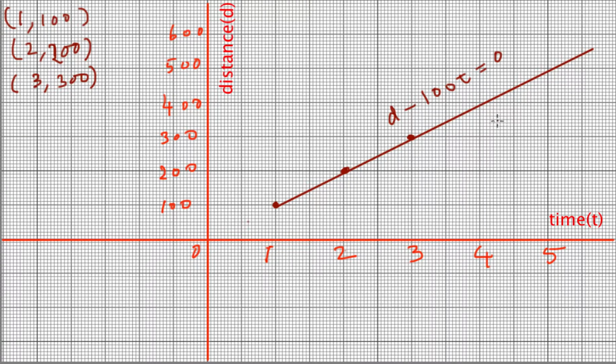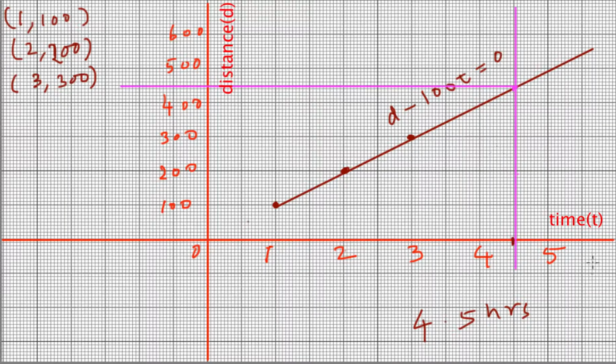For example, find the distance traveled by the train in 4.5 hours. So this is 4, this is 5. So this point is 4.5. So let's draw a line parallel to the y-axis and passing through 4.5. Find the point at which it intersects the line d minus 100t equal to 0. And now draw a line parallel to x-axis and passing through this point and intersecting the y-axis.